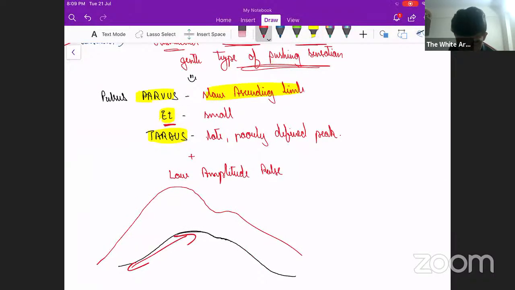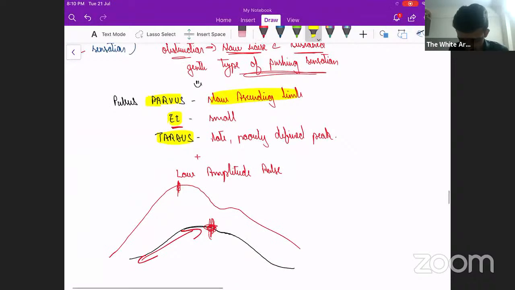Tardus is a late, poorly defined peak. The peak you get is poorly defined and it arrives much later. Over here it has arrived here, but over here it arrives much later, again because of the obstruction which is present. Along with that, there is a low amplitude pulse. If you look for volume, it will be low amplitude. Again, this is normal, and over here the amplitude is reduced.